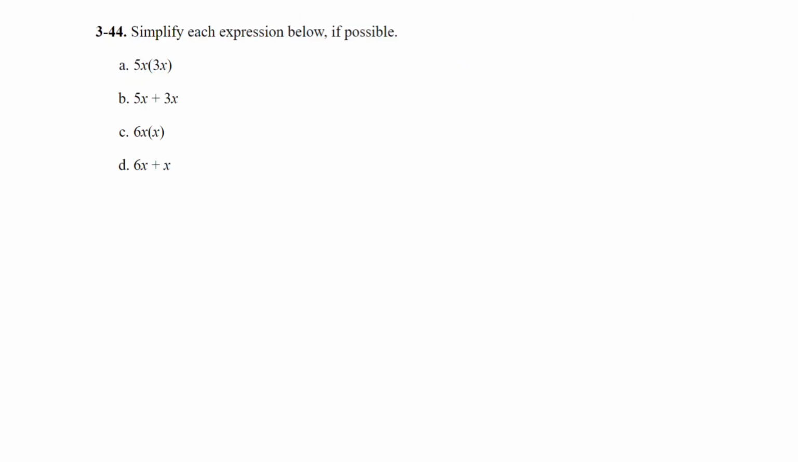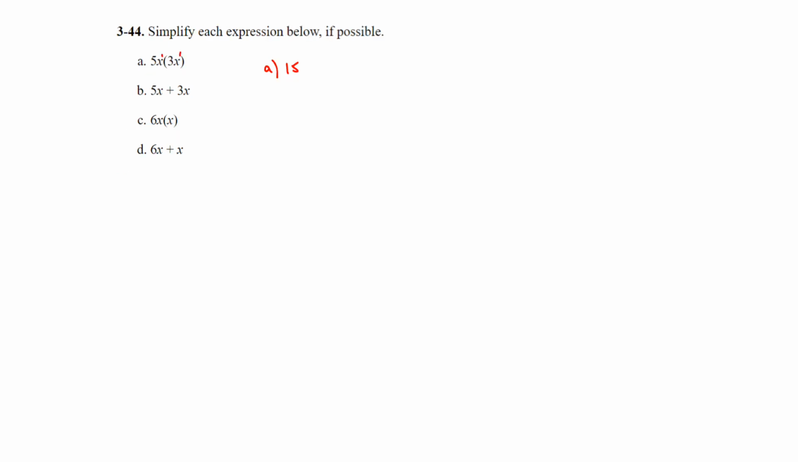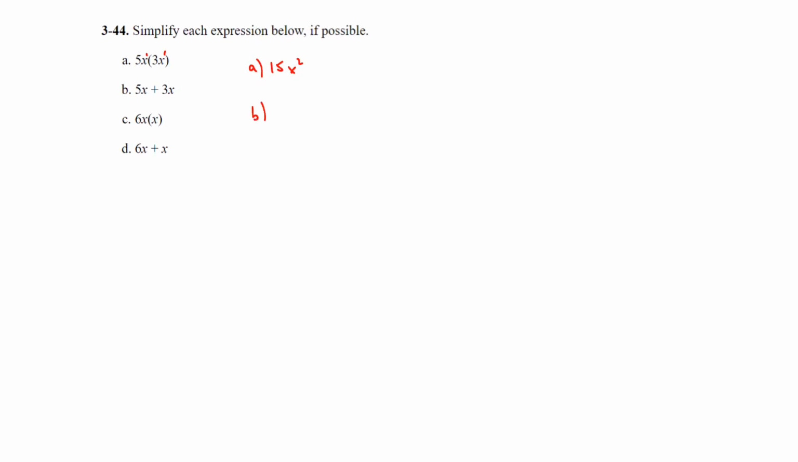And then the last example here on 44, we are simplifying the expressions below. Looks like we're doing some multiplication and some addition here. So on part A, 5x times 3x, you're multiplying, so 5 times 3 is 15, and then x to the first times x to the first, you add the exponents, so that would be x to the second. On B, you're adding 5x plus 3x is 8x, you're combining your like terms. C, once again, you're multiplying again, so 6, and then x to the first times x to the first would be x to the second.